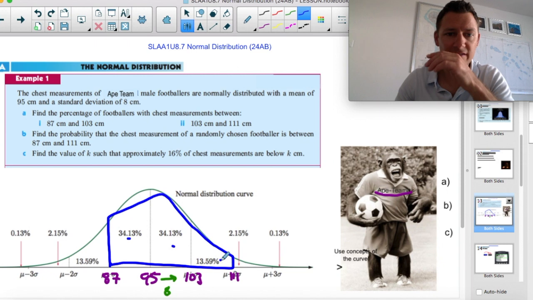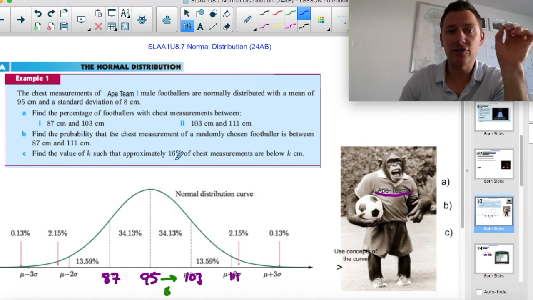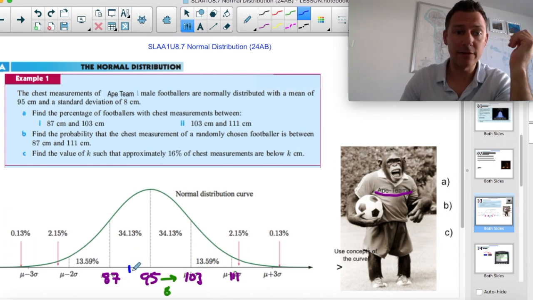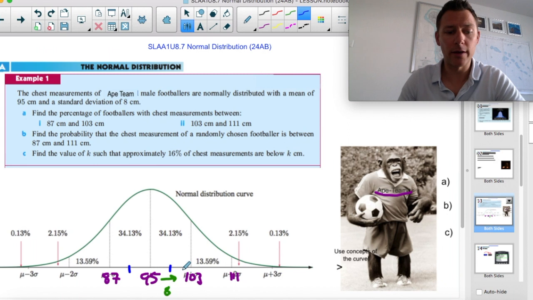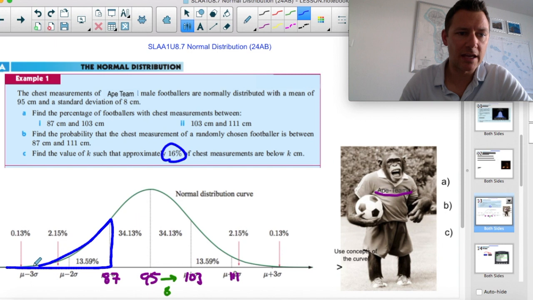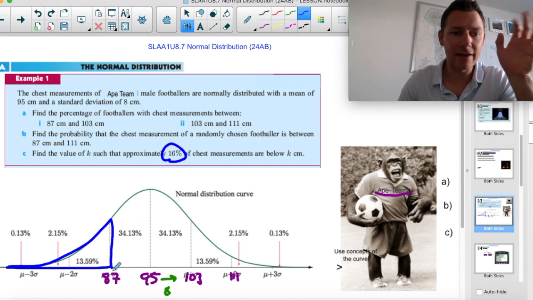Add those probabilities up. Find the value of k such that 16% is below k. Okay, so they're asking for an actual chest measurement, like 92 or 101. I'm looking for a boundary of 16%. Well, here's 14, 15, 16. So right up to here, this is 16%. And so 87 has to be my boundary. So k value is 87.